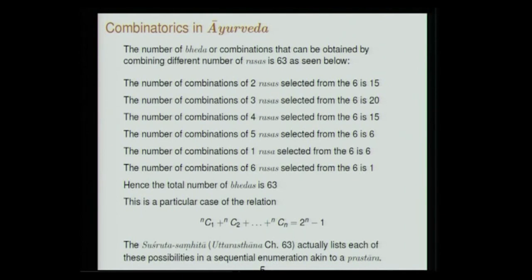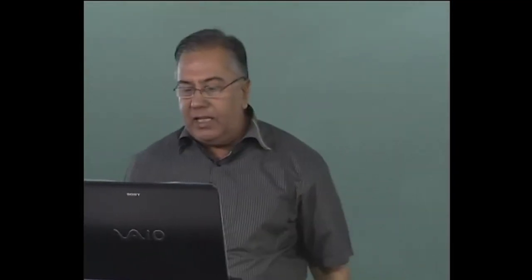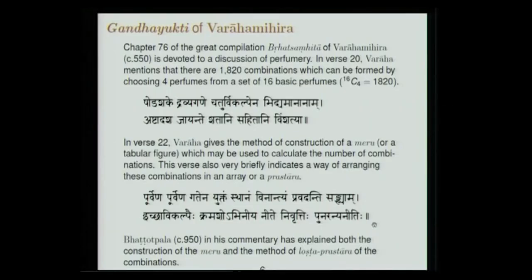So, Sushruta Samhita also lists the 63 possibilities, but it does something more. It gives a sequential enumeration of the 63 possibilities. That is something akin to a prastara. For each set of combinations, they are listed in a particular way. Anyway, we will discuss such prastaras later.